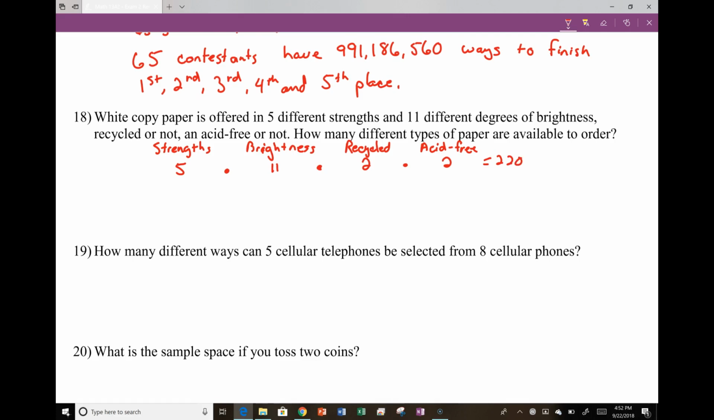220. White copy paper comes in 220 different types. Because we have different strengths, we have different brightnesses, and each time that we change one item, it gives us a different type of copy paper.